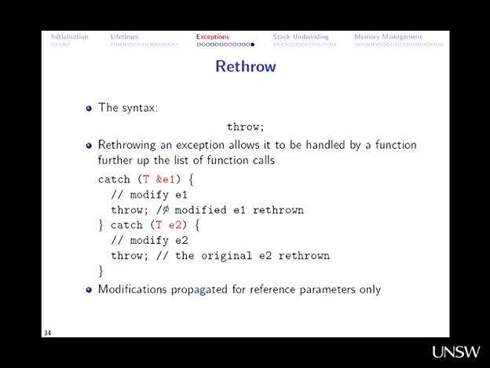Now, if we catch by value, when we call throw, the original object gets thrown again, not a modified one. If we catch by reference, we can modify an object, and when we throw it a second time, the modified version, because it's being thrown by reference, propagates down.